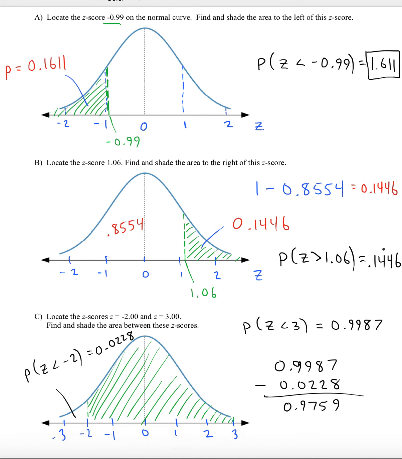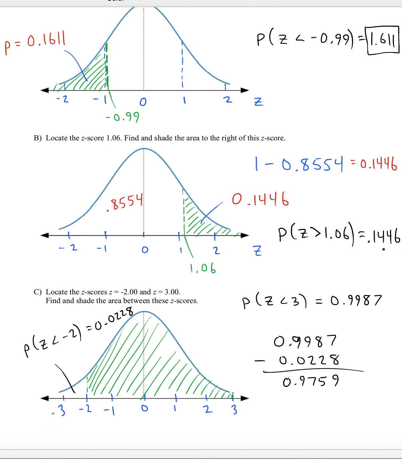Okay, now let's see if we can write it in the standard notation here. The probability of a z being between -2 and 3 is approximately 0.9759. That's the green area here.